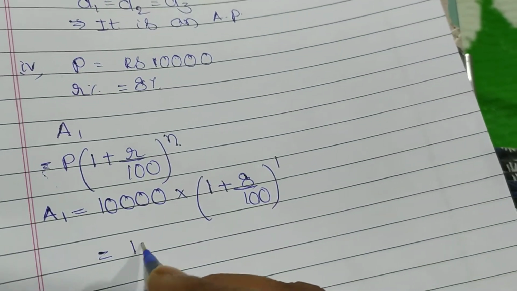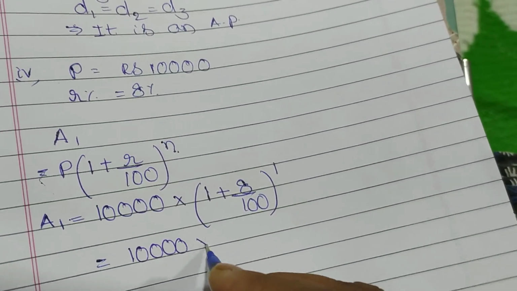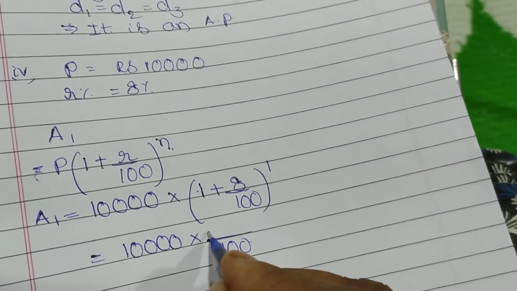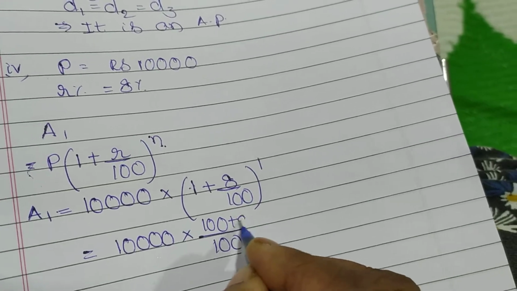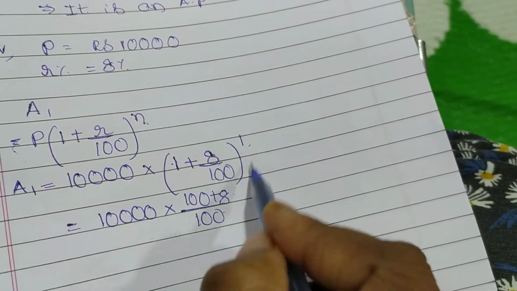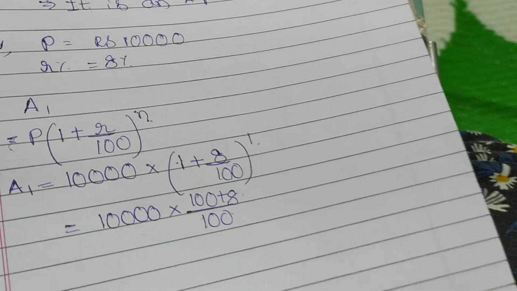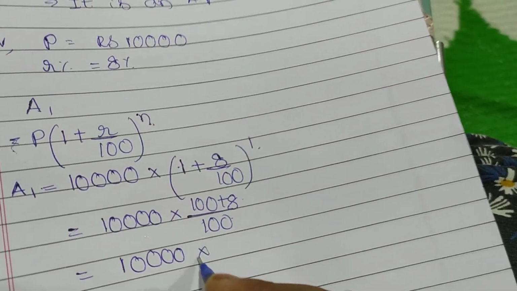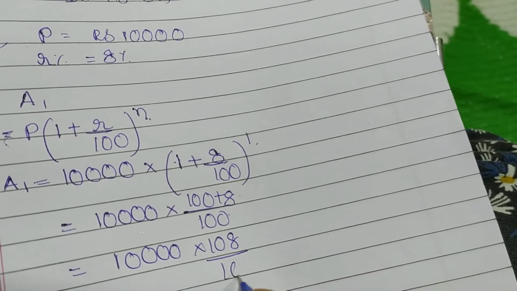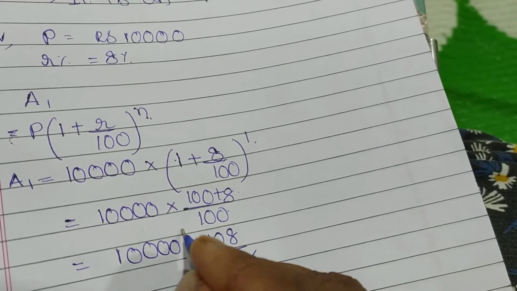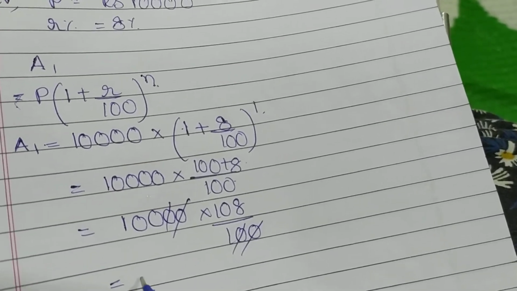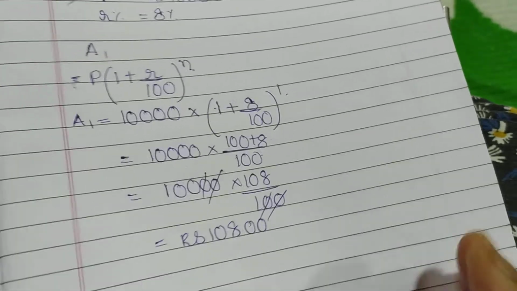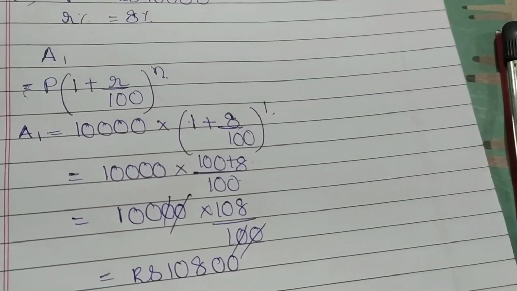So how much is that? 10,000 into, taking LCM 100, 100 into 1 is 100 plus 8. As the power is 1, it will be repeated once. So this can be written as 10,000 into 108 by 100. Two zeros will get cancelled, so you are going to get 10800 rupees. So for the first year this much amount he got.